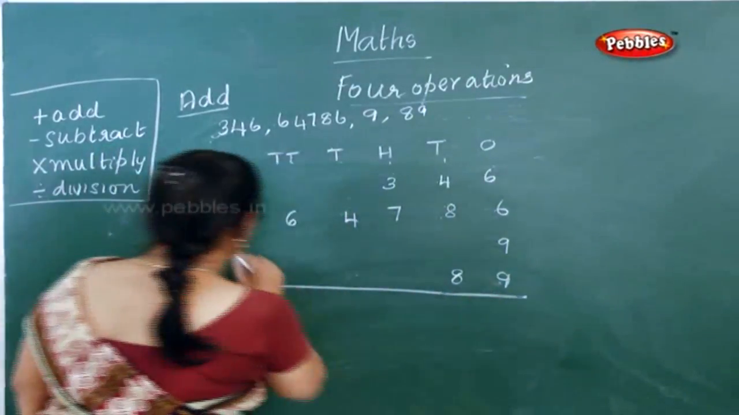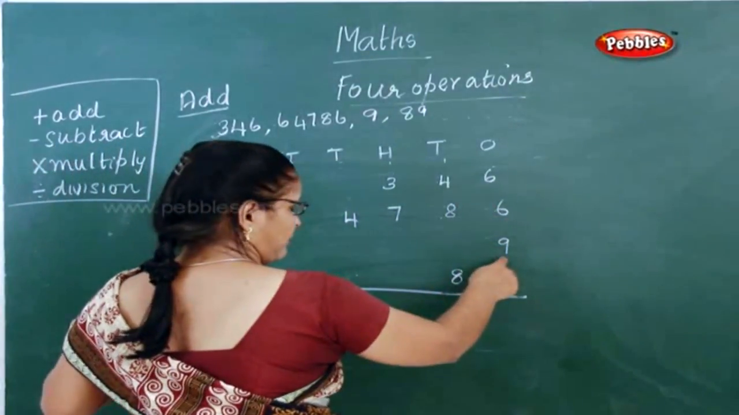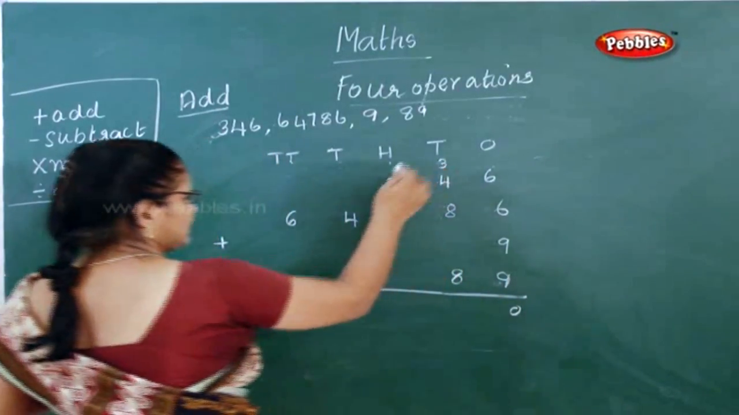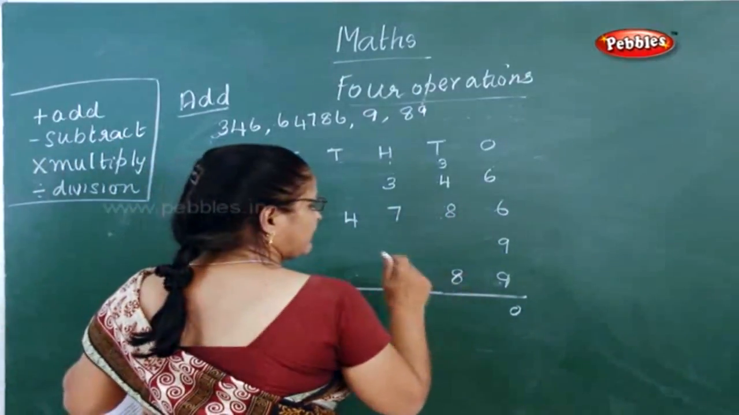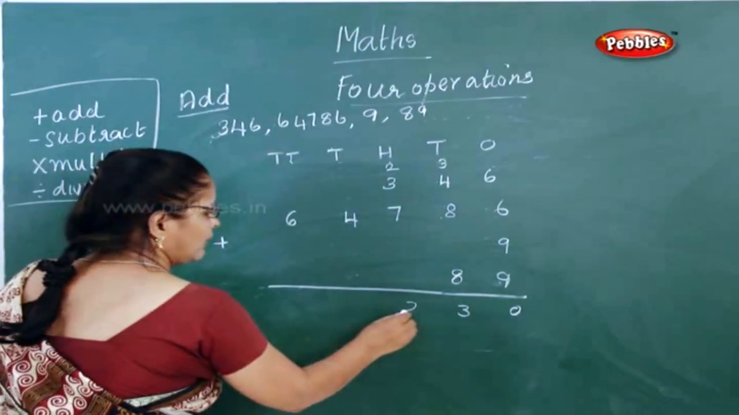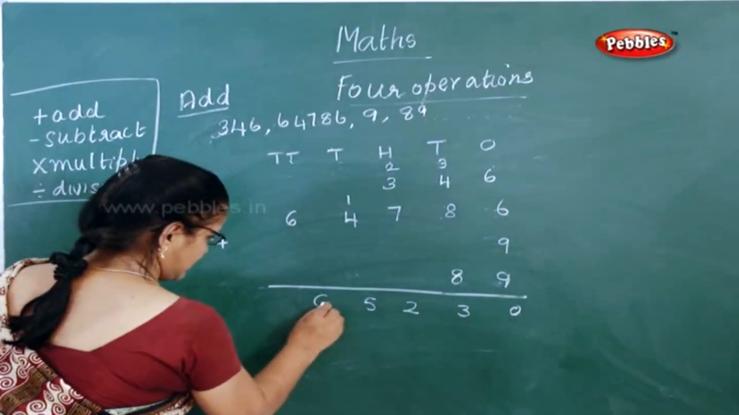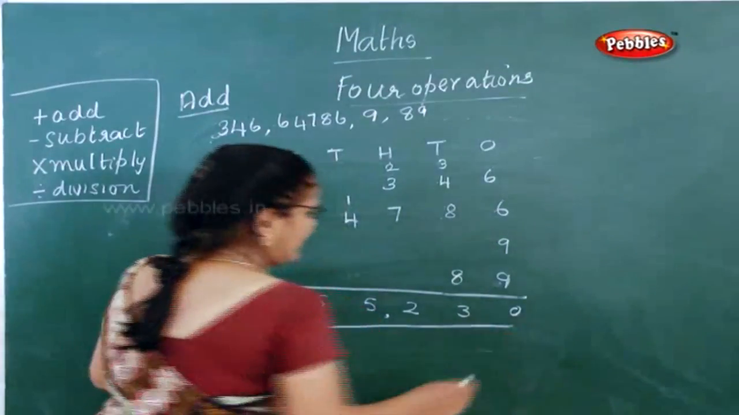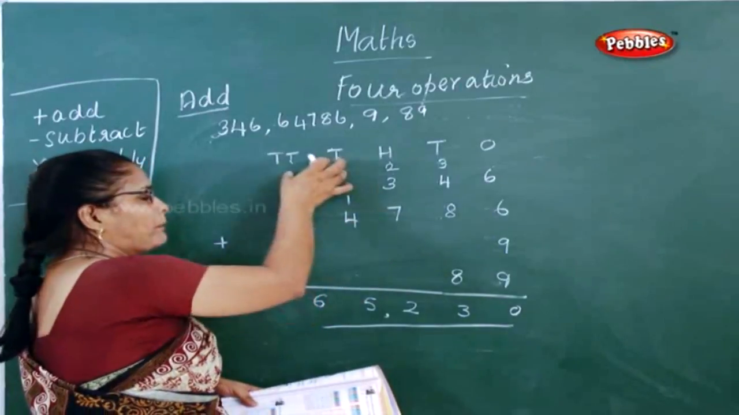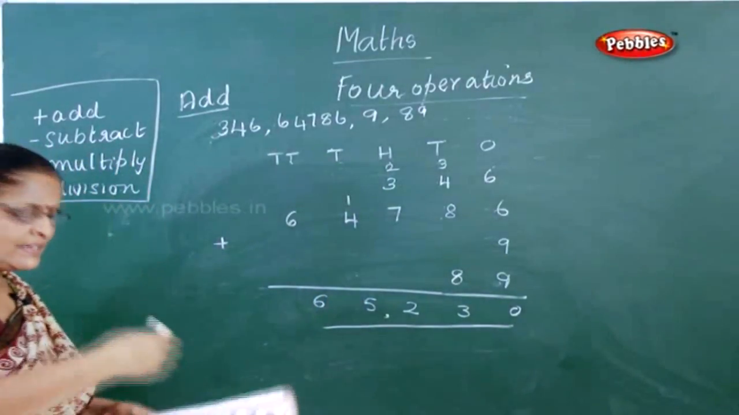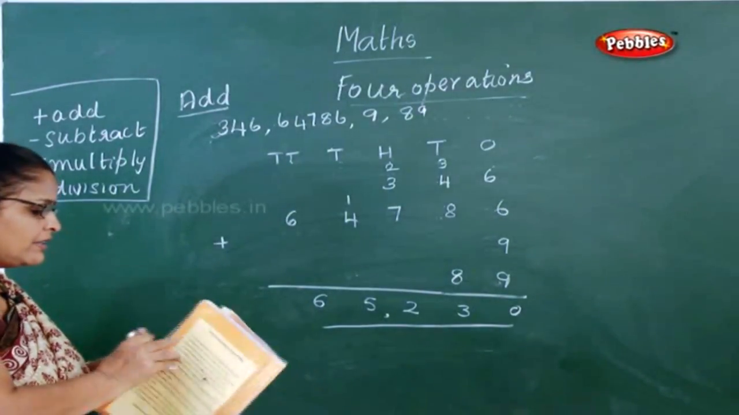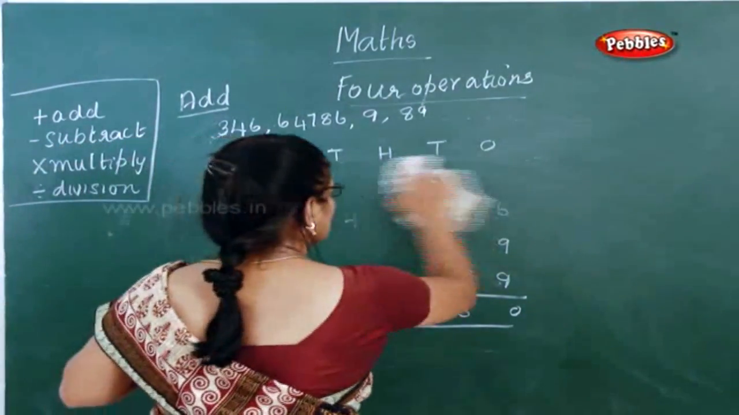Now start adding it. 6 plus 6, 12. 12 plus 9, 21. 21 plus 9, 30. Now 4 plus 3, 7. 7 plus 8, 15. 15 plus 8, 23. 3 plus 2, 5. 5 plus 7, 12. Then 1, 5 and 6. So it is 65,230. So this is how you have to start adding the numbers. You have to place them in the proper place value and then start adding. Is it clear? The next one, we will go on with try these.